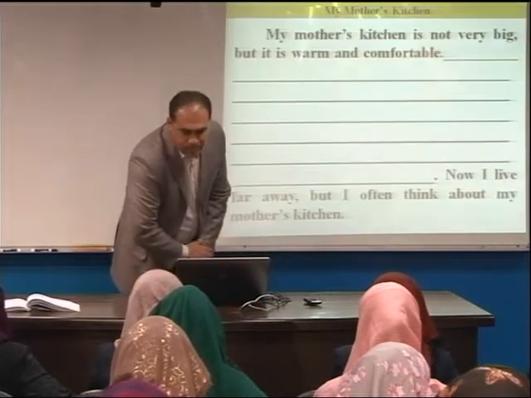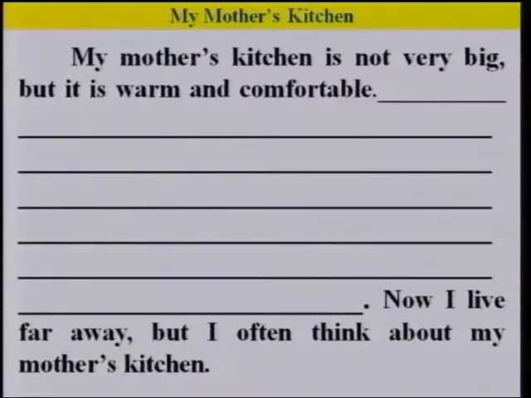All right, now we're going to do this writing activity. I'd like you to think about completing this paragraph. For example, let's see the paragraph here. My mother's kitchen is not very big, but it is warm and comfortable. What is the controlling idea here? That it is warm and comfortable. So I'm going to describe my mother's kitchen.